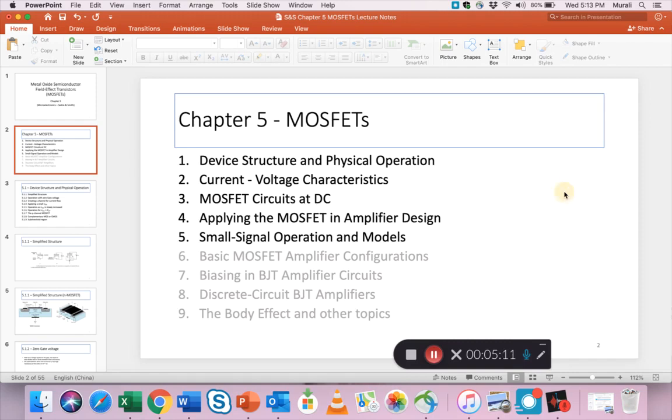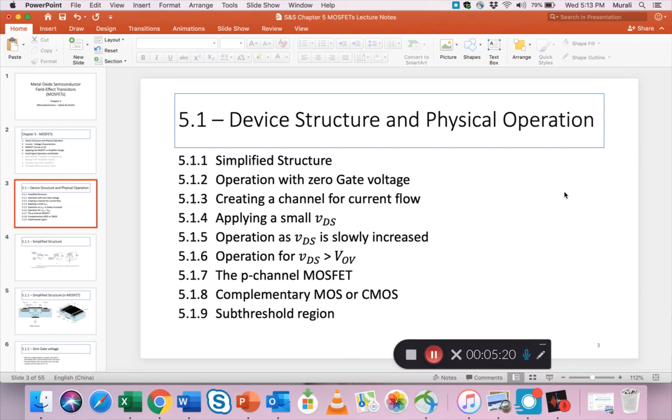Alright, so the first thing is to understand the device structure and physical operation of MOSFETs. So let's move ahead to slide 3. As you can see, there's a lot of subtopics within the main topic 5.1, from 5.1.1 to 5.1.9. Most of these are similar or parallel to the BJT. There's maybe one or two slightly different, but anyway, we'll cover all of these quickly.